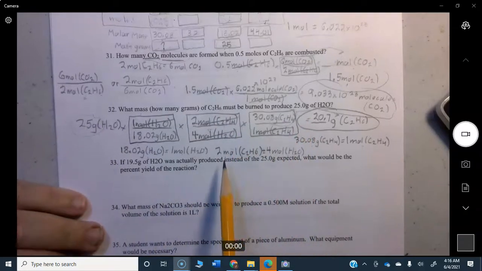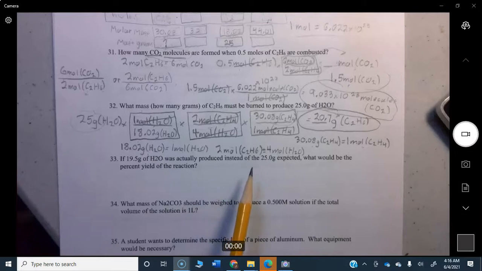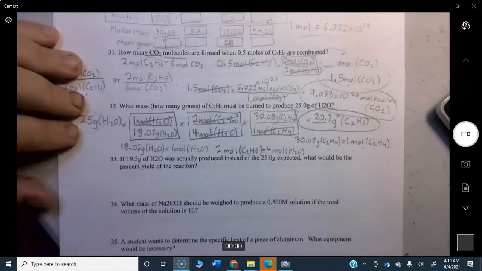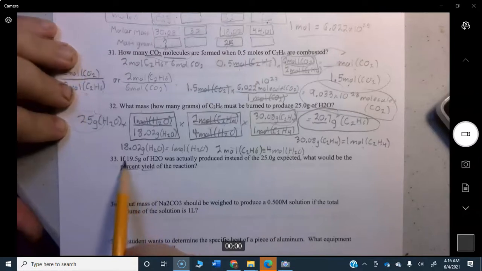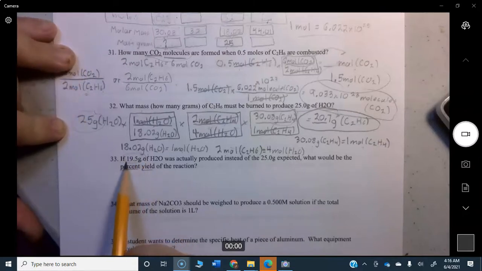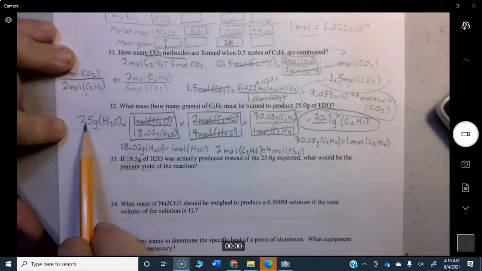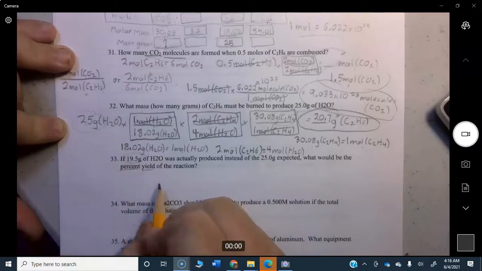But in the real world, we don't always get what we think the formula says we should get. We get something less. Because why? We waste some, we spill some, some evaporates away. There could be a lot of reasons. So in the real world, you don't always get what you expect to get. So what they want to know is the percent yield. What that simply is, is a percentage of what we actually got, this number, of what we expected to get, this number. So it's a very simple equation.